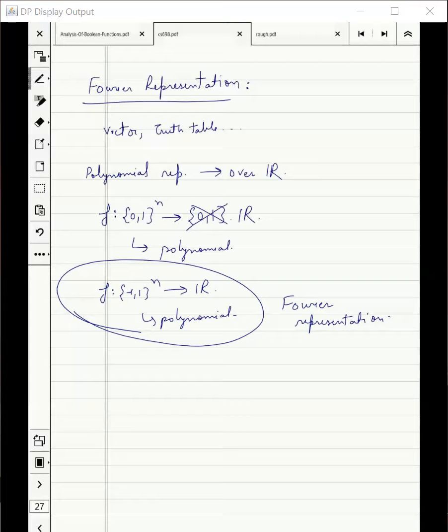The first objective is, let us look at this function. Is this a Boolean function? No, it is not a Boolean function. Look at the range. Range is not 0, 1. It is R. Right? So this is a generalization of Boolean function.